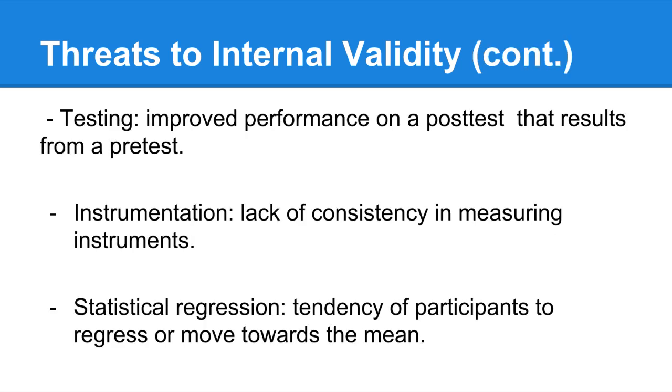Another thing is the testing. Maybe there can be an improved performance on a post-test that results from a pre-test. If the person is already aware of or might remember some things from the pre-test, that person might do better in the post-test. The instrumentation talks about the lack of consistency in the measuring instrument. So if your pre-test is maybe more difficult than your post-test, then it's going to be difficult to measure the manipulation of your variable.